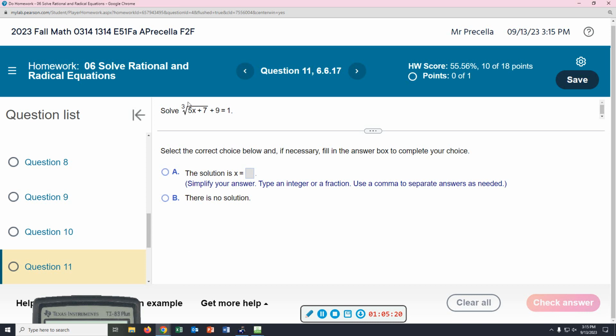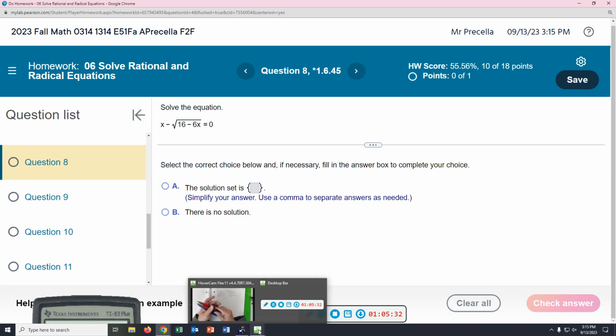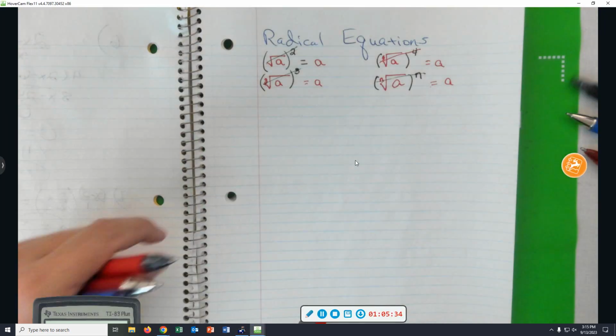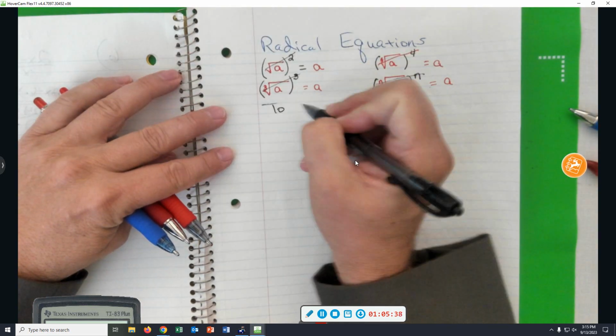Oh, a cube root. So when you hit number 11, you're going to get the cube roots. Don't panic. The cube roots are easier than the square roots. So let me put it on there. You're going to write out a strategy for solving equations with radicals. Okay. To solve radical equations.